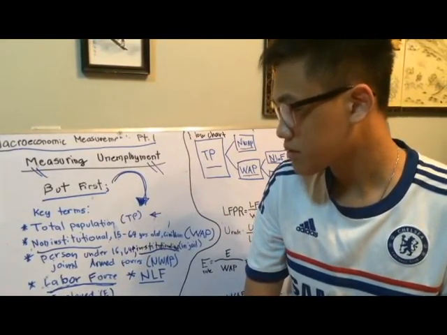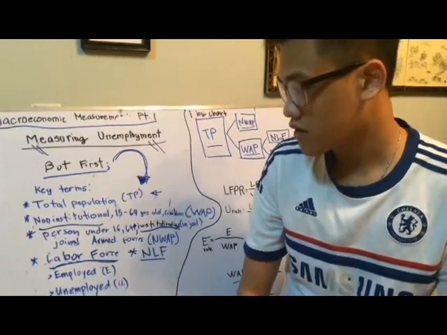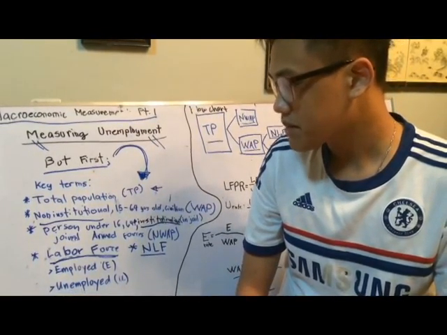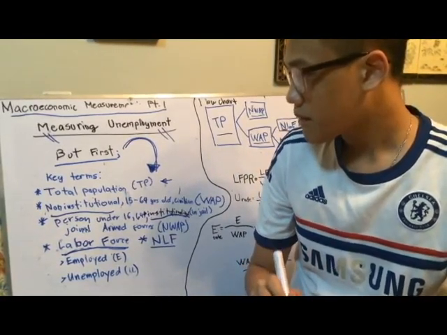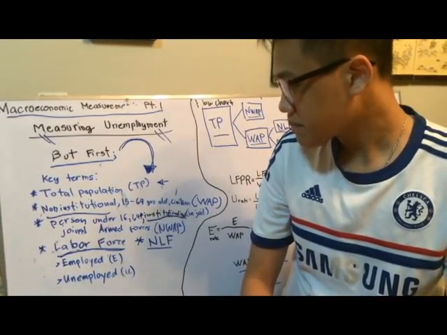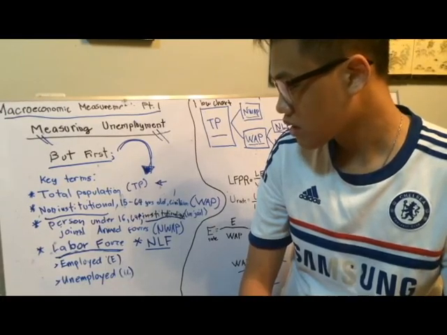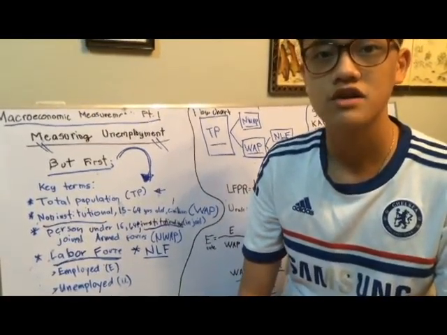So under the WAP would be the labor force and not in the labor force. Under the labor force, we have the employed, people who have a job and get paid, and the unemployed, who do not have a job but are available to work. And those not in the labor force are those who do not have a job and are not available to work.